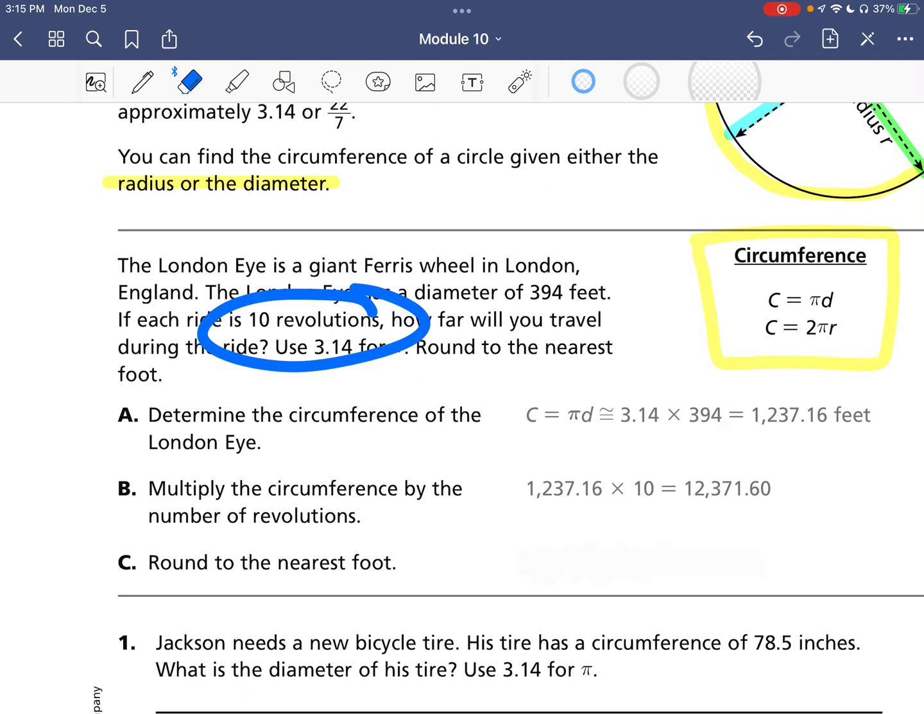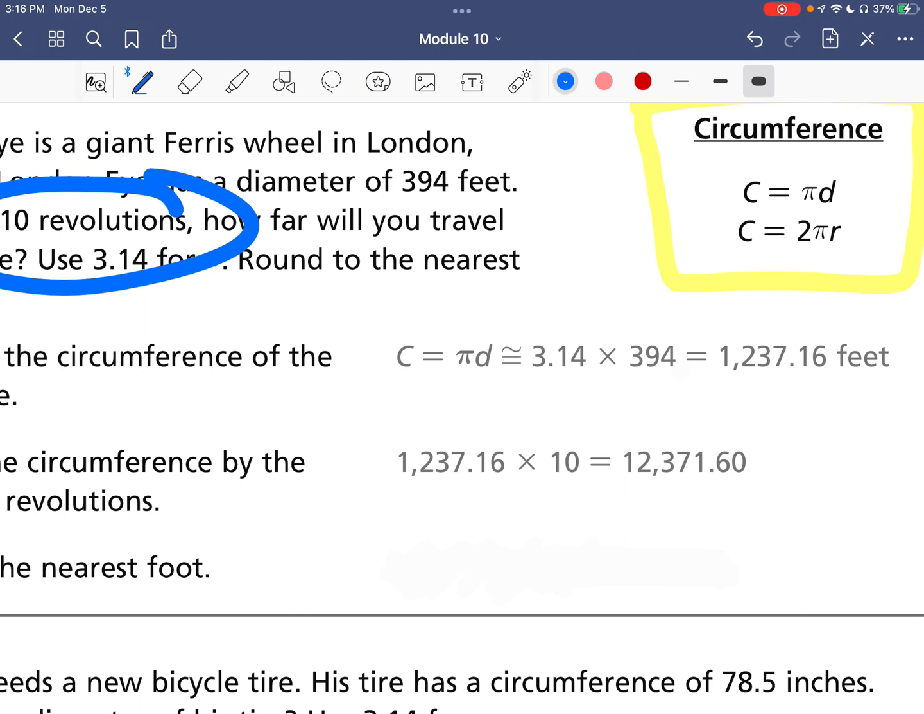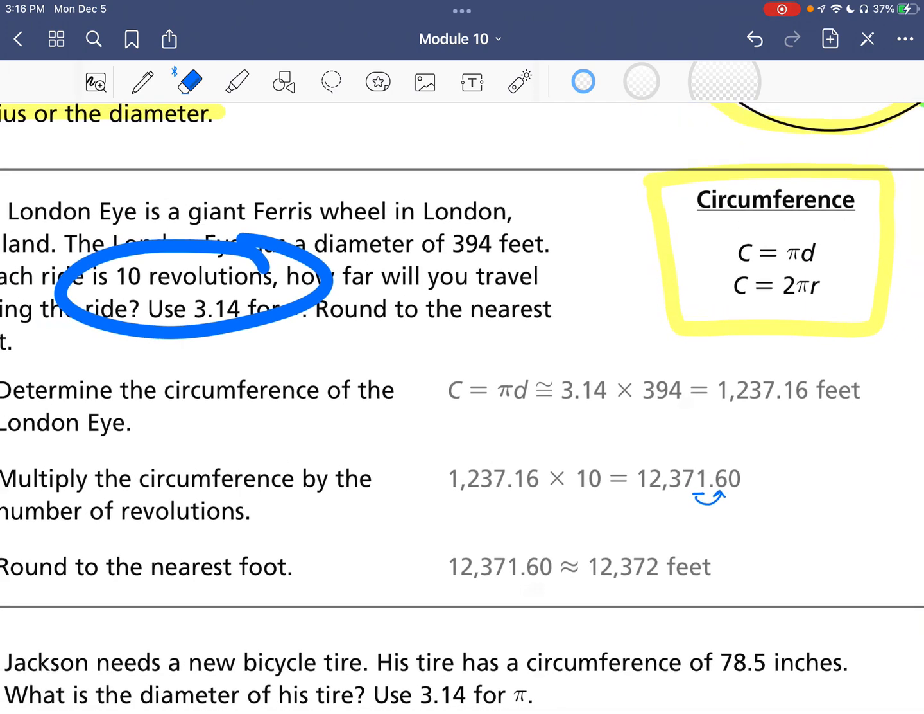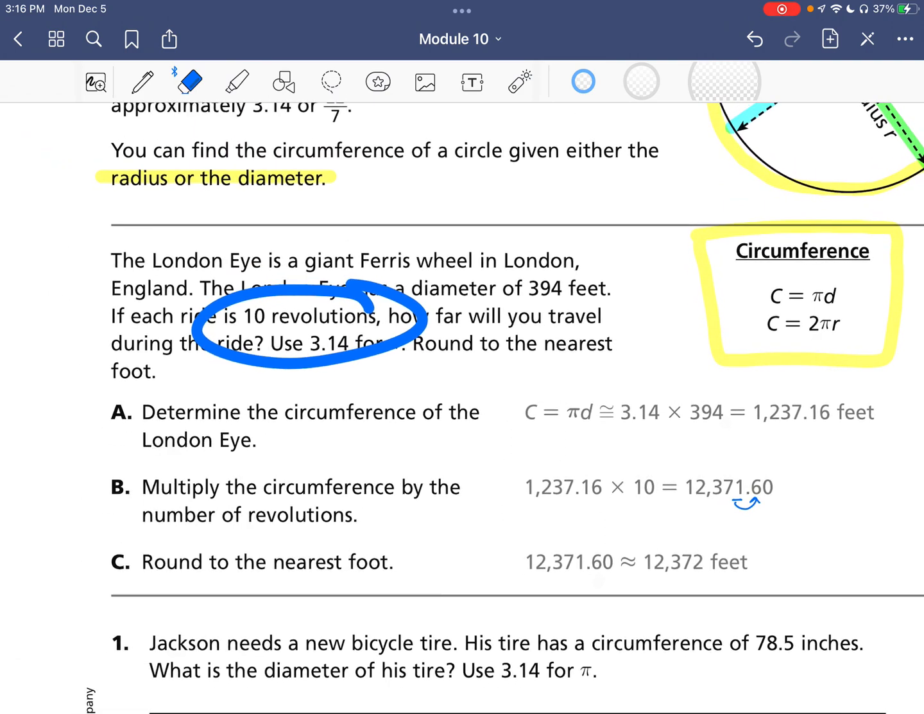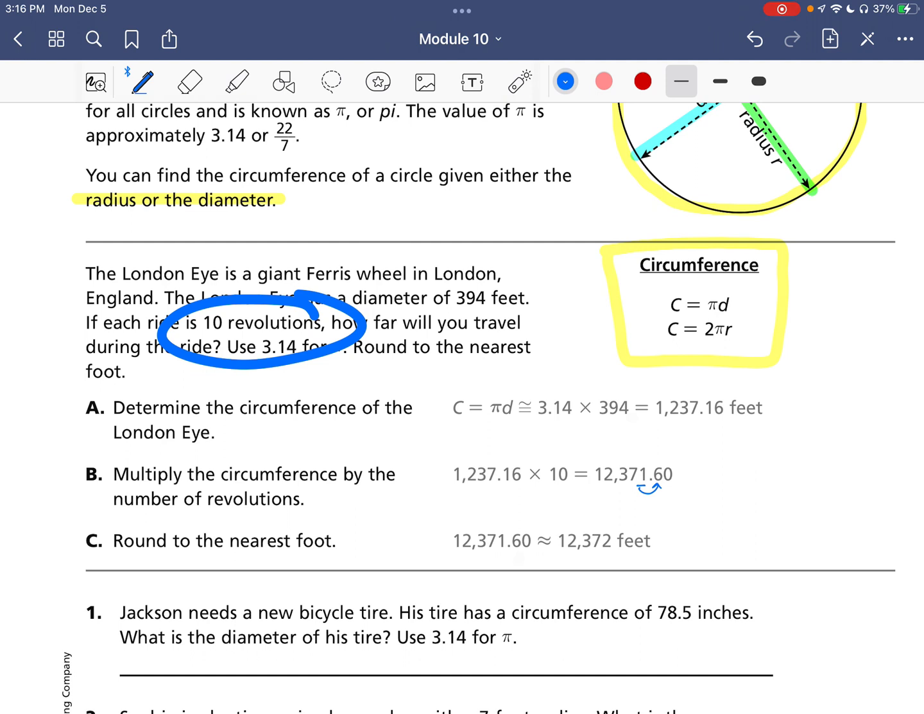Now we need to round to the nearest foot. So where do we look for that one? We go to that tenths place. So if we want to round to the nearest foot, I'm going to go to my tenths place here, and you're going to round to about 12,372 feet. So when you get on the London Eye, if you go 10 times around, you will cover, going in circles, 12,372 feet.